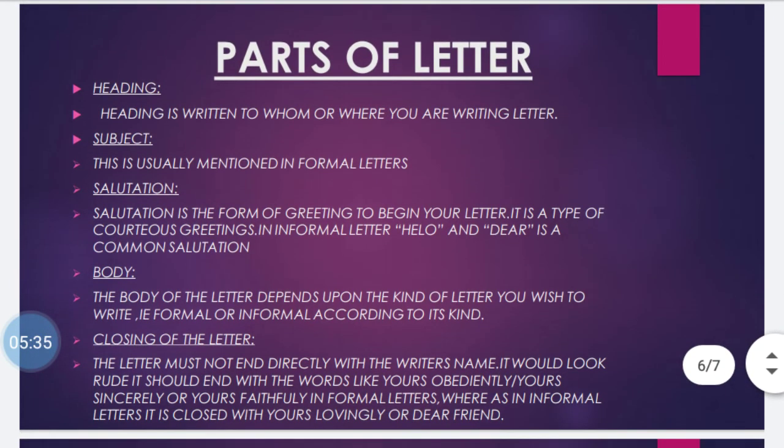Now, after describing the formal and informal letters, we are going to discuss the parts of a letter. These parts of a letter are usually the same in both kinds, that is, formal and informal letters. The first thing is the heading. The heading states to whom or where you are writing the letter. For example, to your friend, to the principal, to the director, you have to write clearly that you are writing to the principal or the director. And moreover, the address also in a very good way.